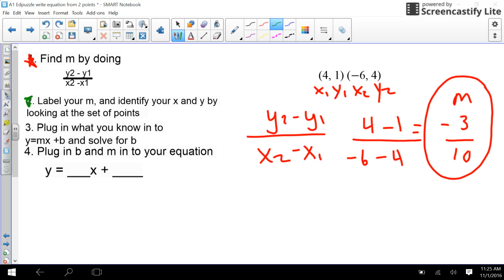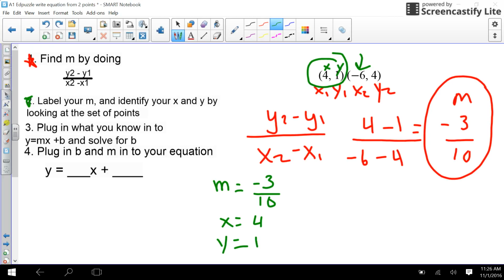Step 2, it says label your m and identify your x and y by looking at the set of points. So I know my m is equal to negative 3 over 10. For my x and my y, I'm going to look at these set of points, mainly because negatives scare me, and if I can avoid them, I'm going to do that. So I know that 4 is my x and 1 is my y, so I'm going to put those right here. And that's step 2.